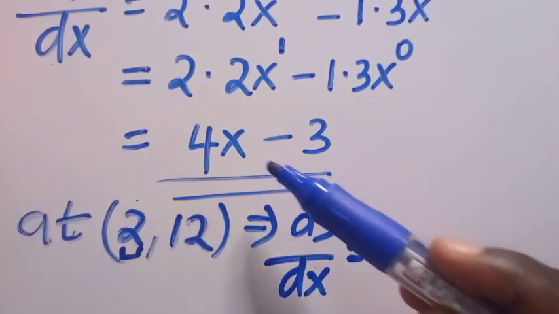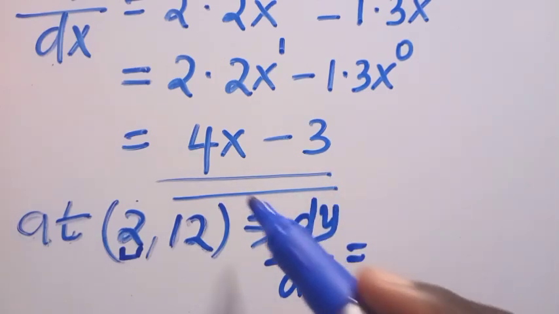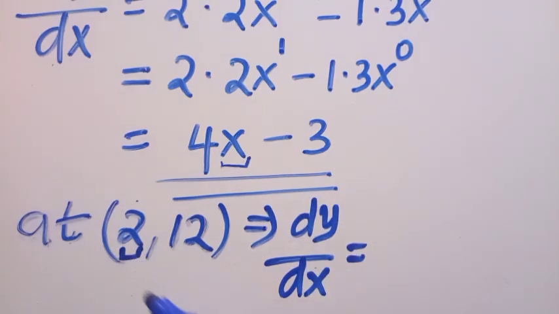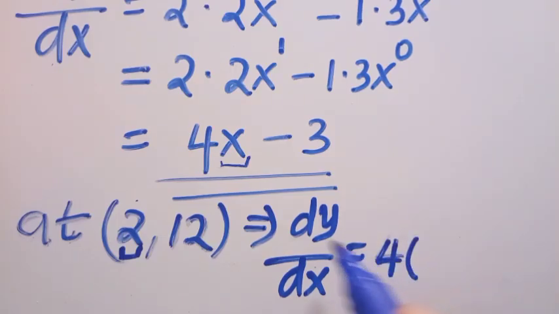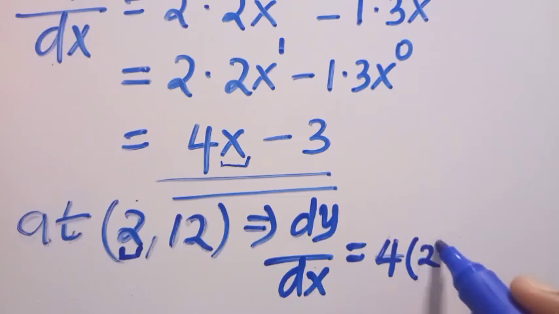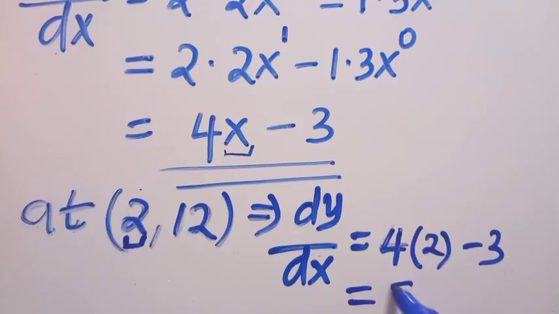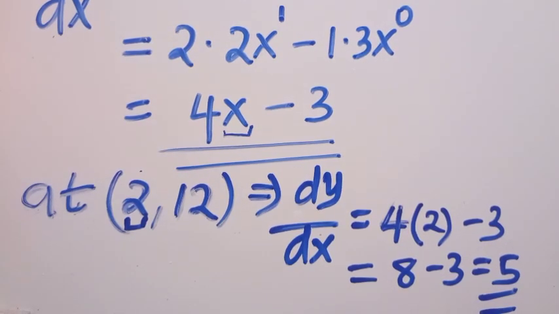In our case, our dy over dx is 4x minus 3. Since we have 4x minus 3, we are going to substitute x with 2 so that we can obtain our dy over dx. And therefore, it will be 4 times x, which is 2, then minus 3. In this case, we shall have 8 minus 3, which is just 5. Now, our 5 is the gradient of the curve.